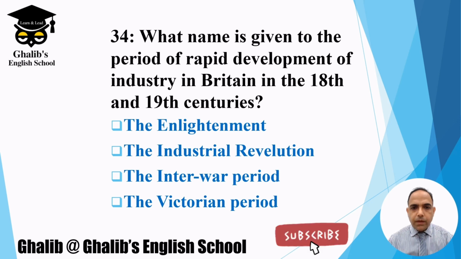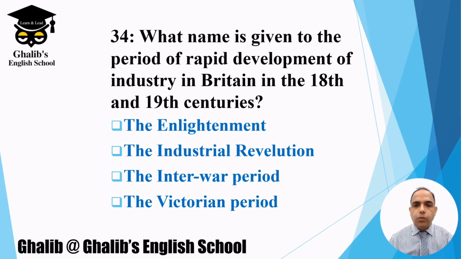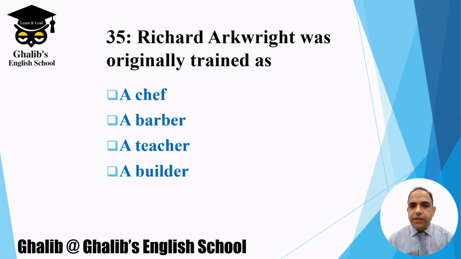34. What name is given to the period of rapid development of industry in Britain in the 18th and 19th century? The Enlightenment, the Industrial Revolution, the Interwar period, or the Victorian period? None other than the Industrial Revolution. The Industrial Revolution changed the whole landscape across the British Empire, and we can still see that. Question number 35. Richard Arkwright was originally trained as a chef, a barber, a teacher, or a builder? He was trained as a barber.